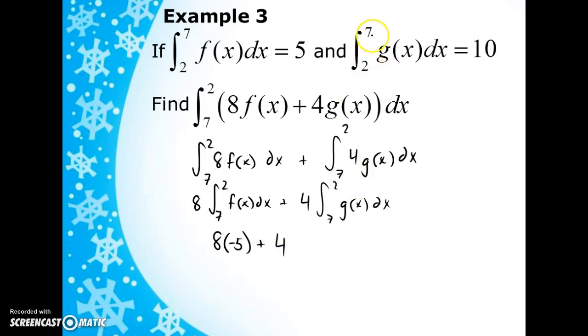Same goes here. I know that 2 to 7 is positive 10, so 7 to 2, upside down, should be negative 10. And I'm going to get myself a negative 40. Minus 40 is negative 80. So my integral for this problem is negative 80. My area might be 80 or it might not be 80 depending on how it plays out, but my integral is negative 80.